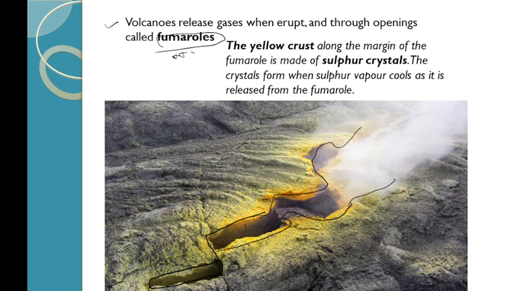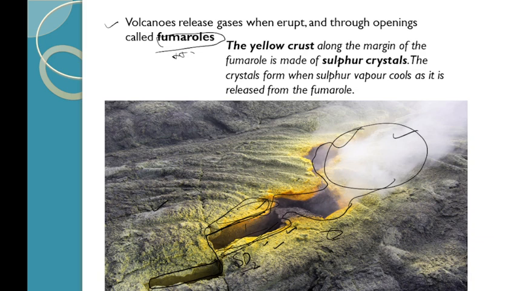And you find a yellowish crust along the marginal area of the fumaroles. These gaseous areas are fumaroles. The fumaroles are made of sulfur crystals, SO2 crystals. The crystals form when sulfur vapor cools after being released from the magma through a fumarole. Fumaroles release yellow crystals. So these crystals are formed due to volcanic gases erupting through an opening called a fumarole, and the yellowish crystals along the margin of fumaroles give you this terminology.